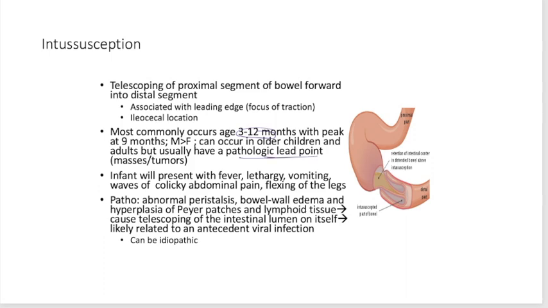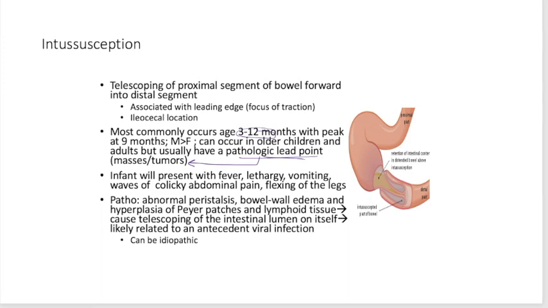It can occur in older children and adults, but usually has a pathologic lead point. What does that mean? It means there is something going on that causes the intussusception, such as a mass or a tumor. Infants will present with fever, lethargy, vomiting. They will get waves of colicky abdominal pain and flexing of the legs up.